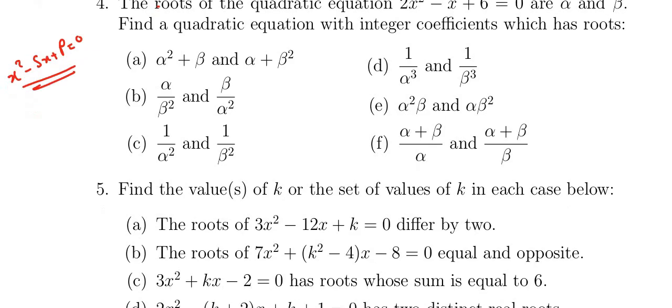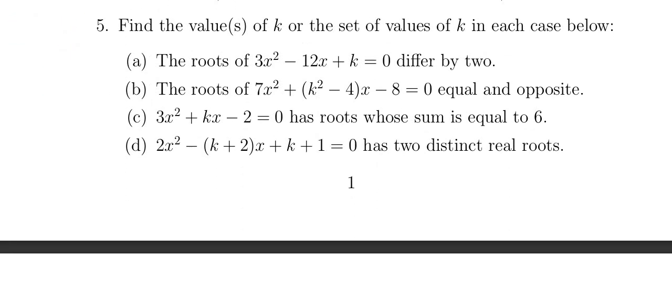Then the next one, number 5. So this is just a repetition about rules, except here they want us to find the values or value of k. So look at the cases that have been given. So case 1, they are saying the roots. They want us to get the roots of this. If the roots of this expression differ by 2, what will be the value of k?